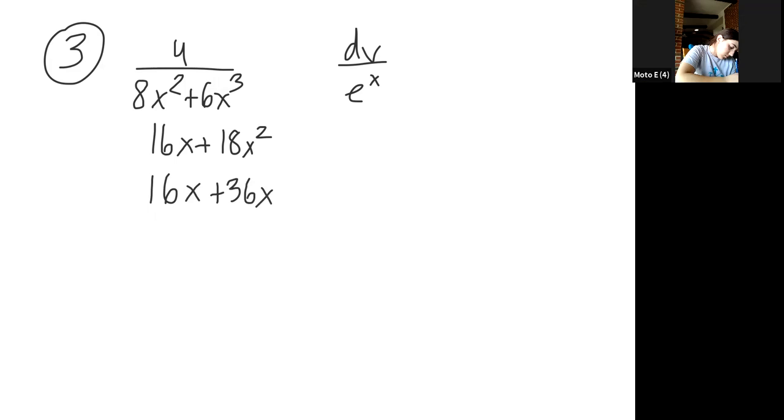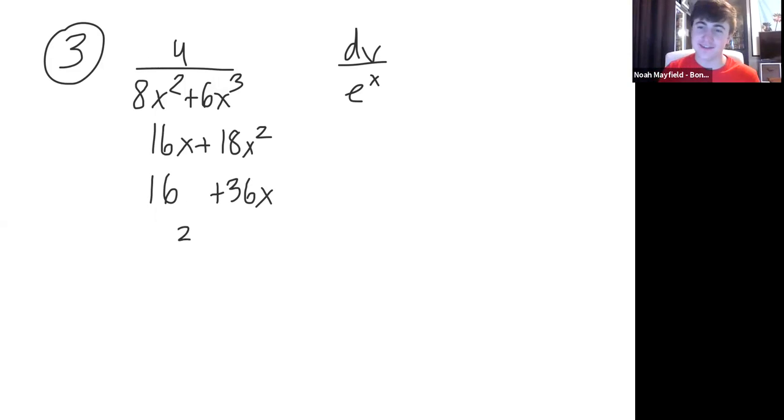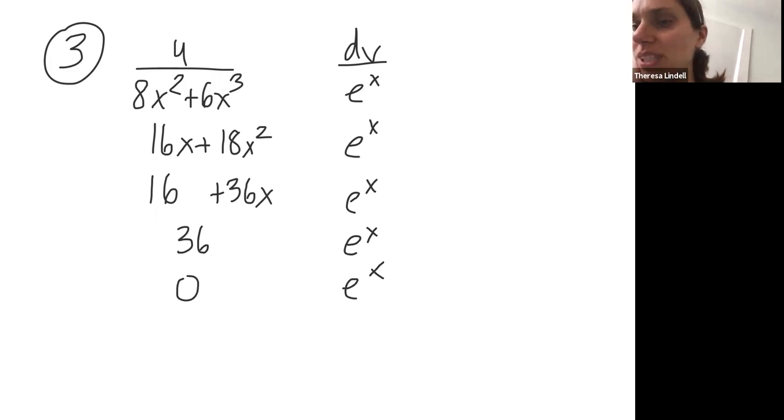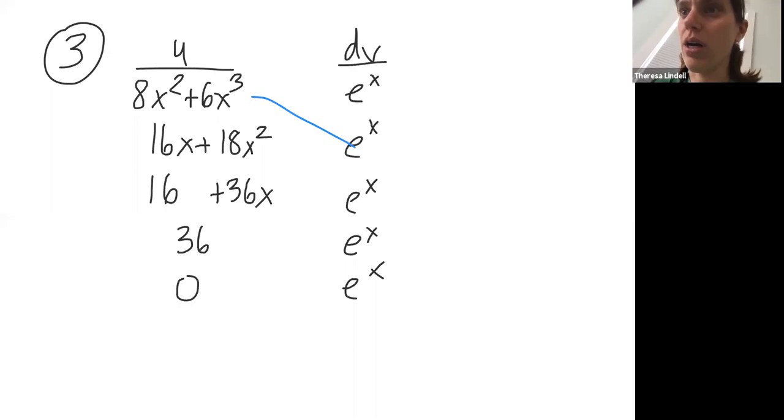16 plus 36x. Wouldn't it, yeah, I was gonna say. Abby was gonna call you out. 36. Call me out, Abby. e to the x, e to the x, e to the x. So this is going to be a long answer, but hopefully it's not too hard of a problem. Everybody okay with that? Yeah. Sweet. So that's plus, this minus, plus, minus.